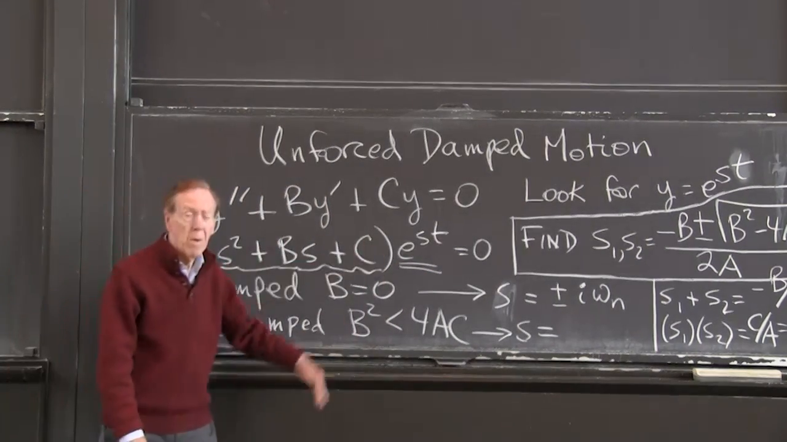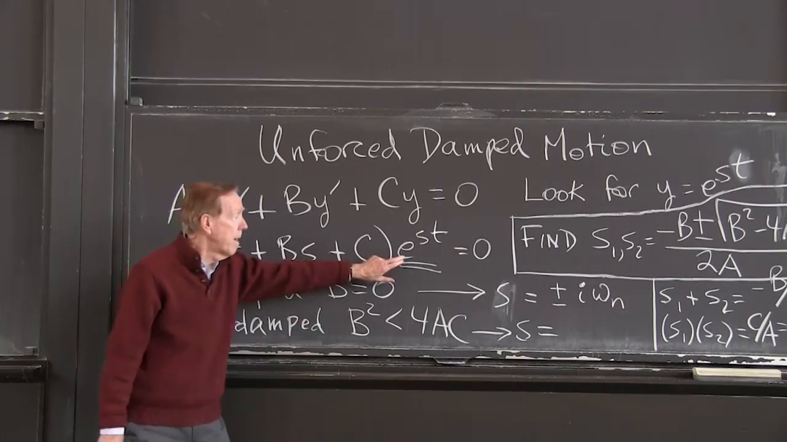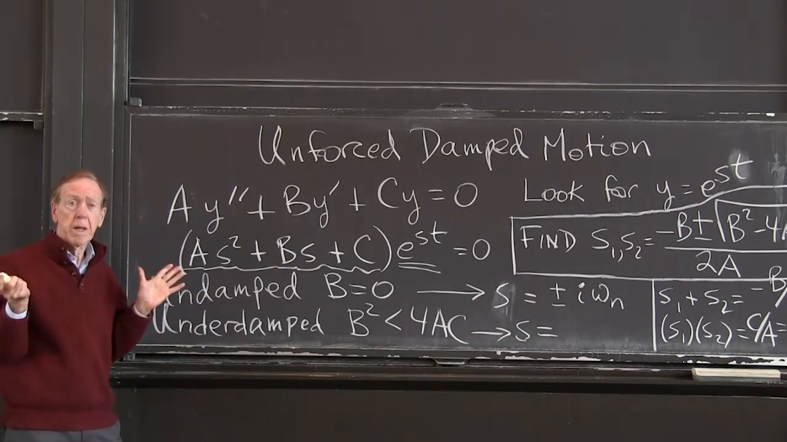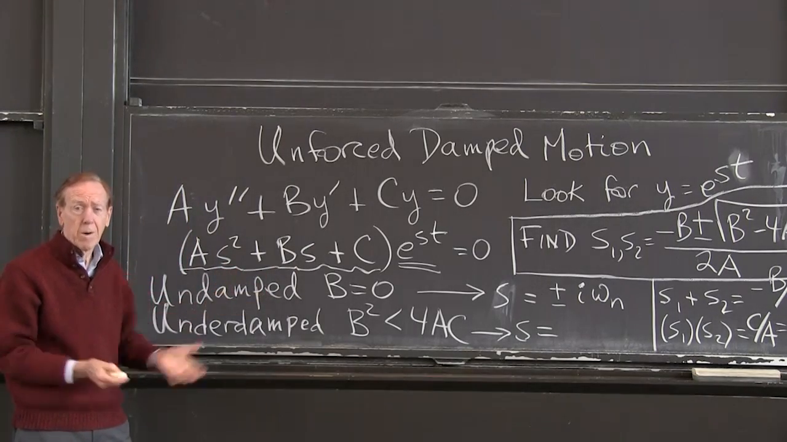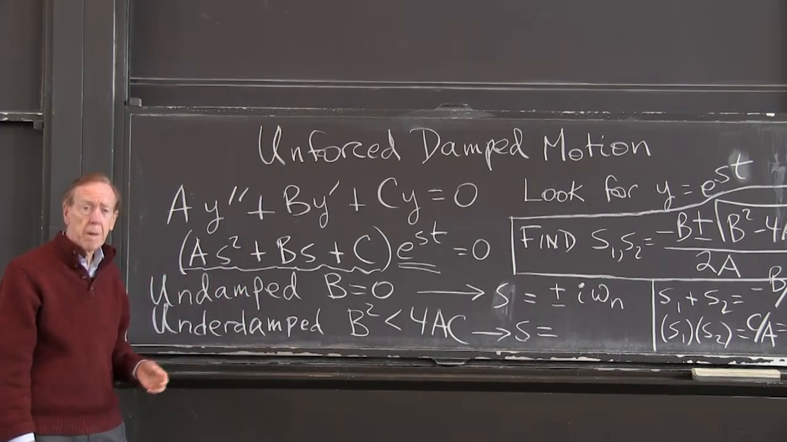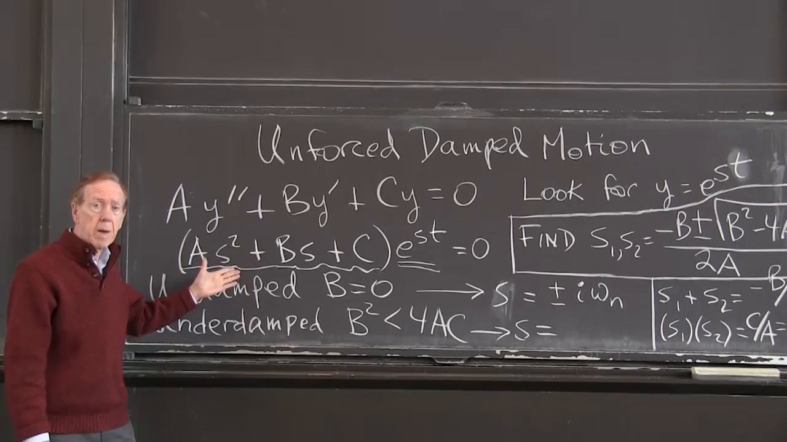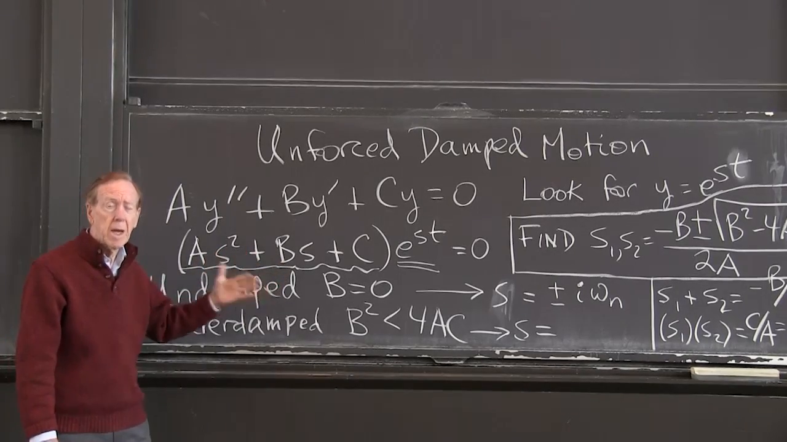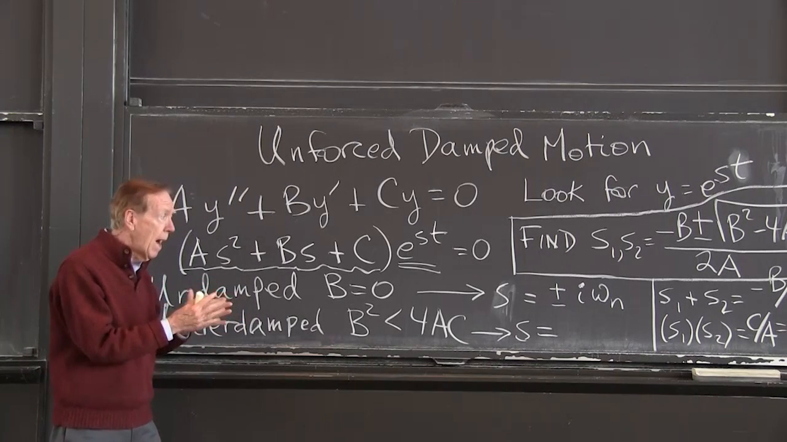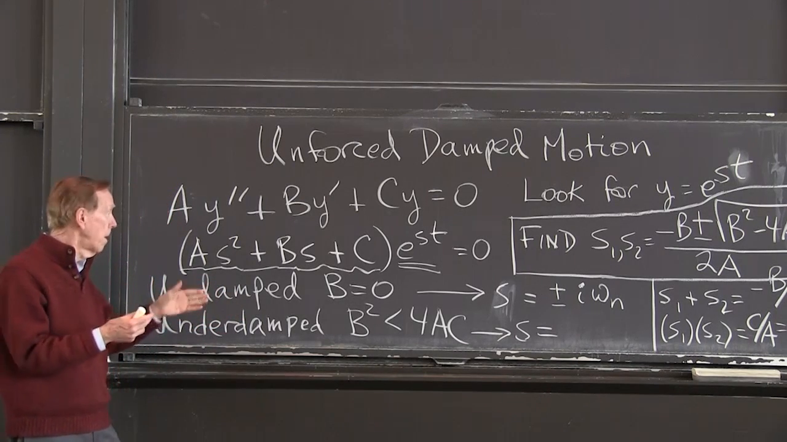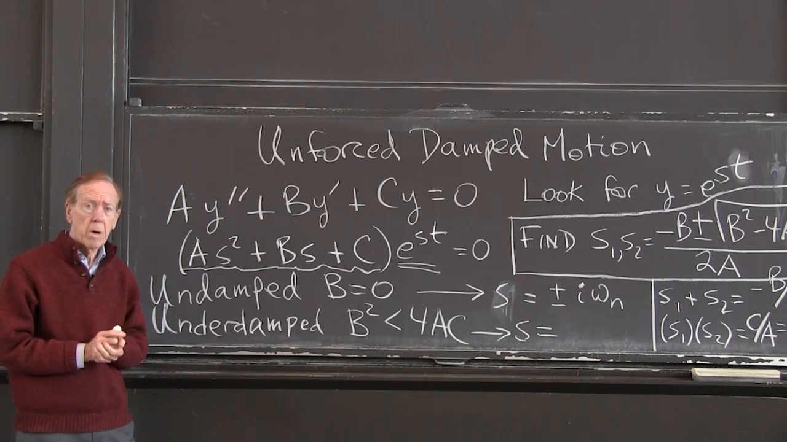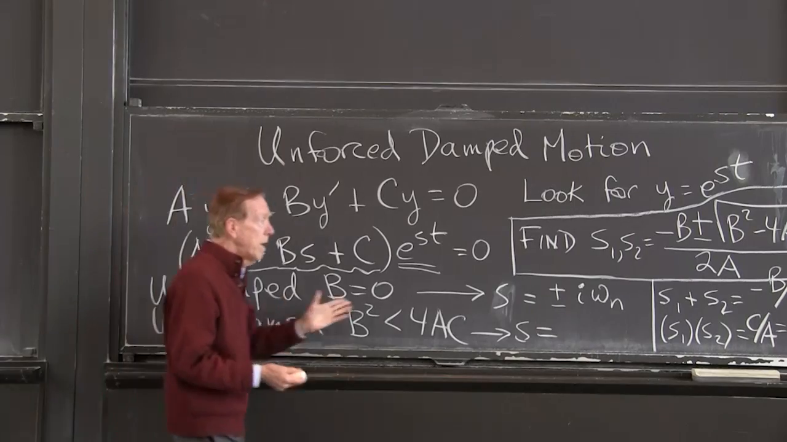And how to get 0? Well, the 0 is not going to come from e to the st, so it has to come from this. So fundamentally, the whole video and more is about a quadratic equation: as squared plus bs plus c equals 0. We have to solve it. We have to understand how the answer depends on these numbers a and b and c, the constants.